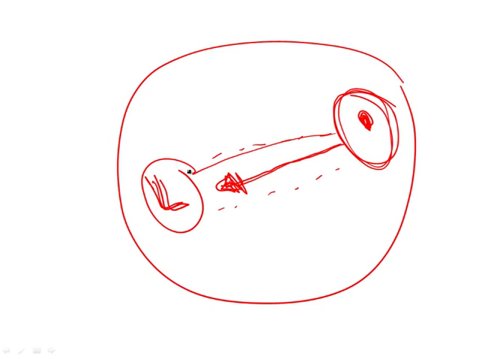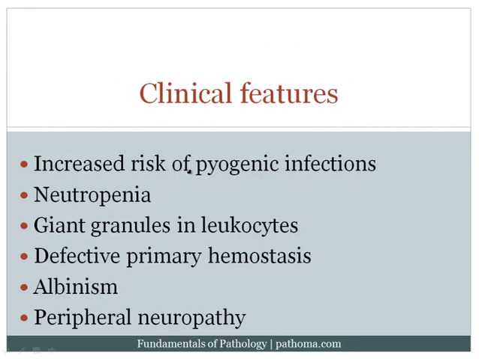So let's go back now and review the clinical symptoms. The clinical features are going to include the following. Number one, increased risk of pyogenic infections. Why would there be an increased risk of pyogenic infections? Well, I've just shown you in an image that the phagosome is created, but it can't merge with the lysosome because the railroad is out. The tracks are out. And so therefore, patients are going to have an increased risk of infection because they can't destroy the organisms that the neutrophils consume.